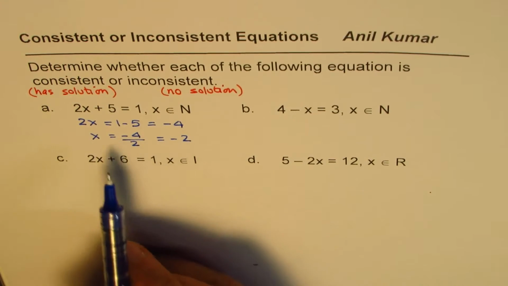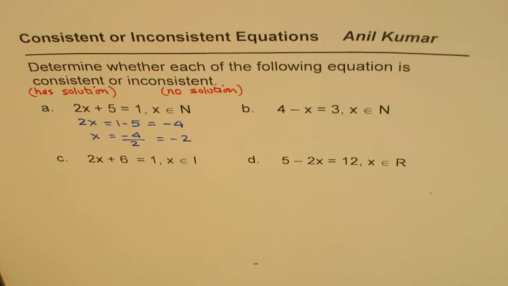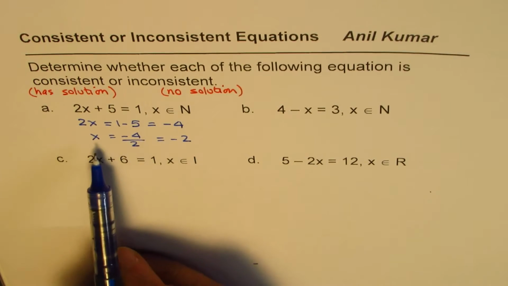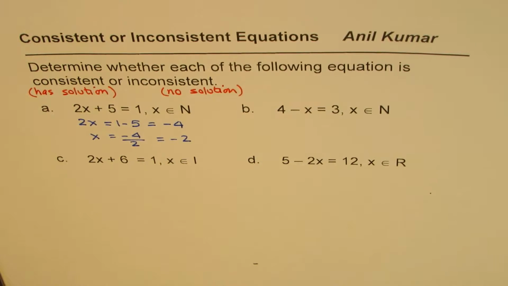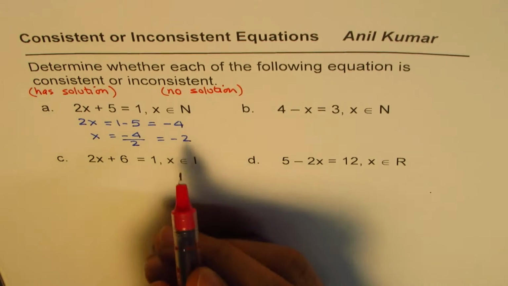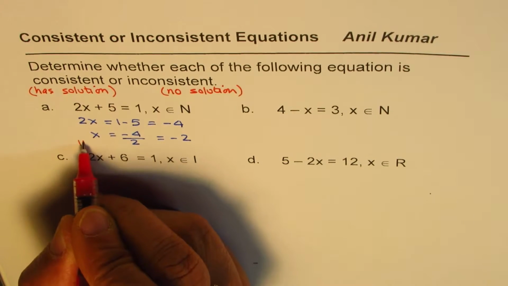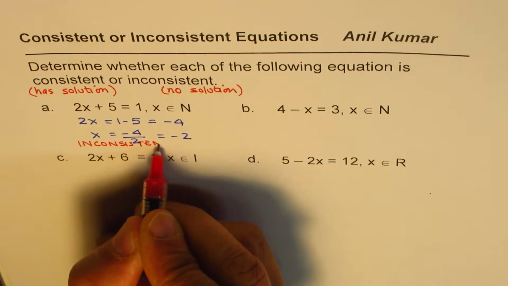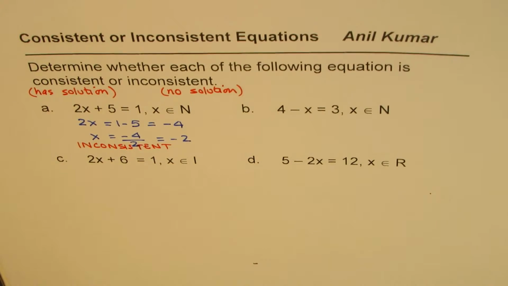Now you have to tell me whether this solution is consistent or inconsistent. Now remember, this equation has x belonging to natural numbers. We got x equals minus 2. Is it a solution in natural numbers? That is what you need to answer. Well, minus 2 is not a natural number. So this is inconsistent. Since in the domain of natural numbers, we have no solution. Minus 2 is not a natural number. Do you get the idea, right?